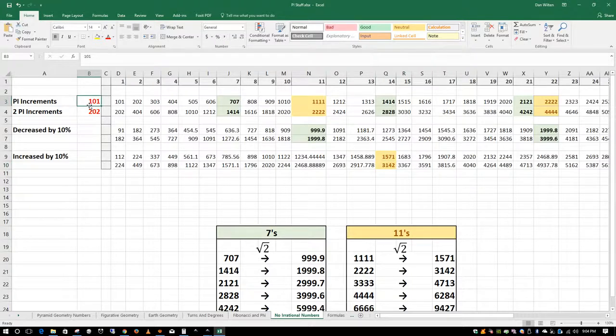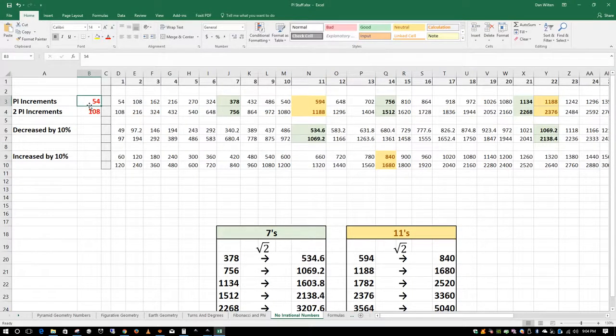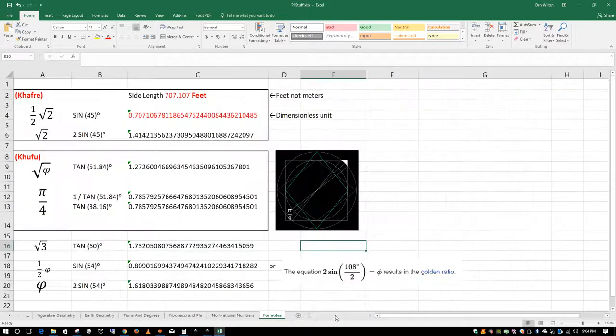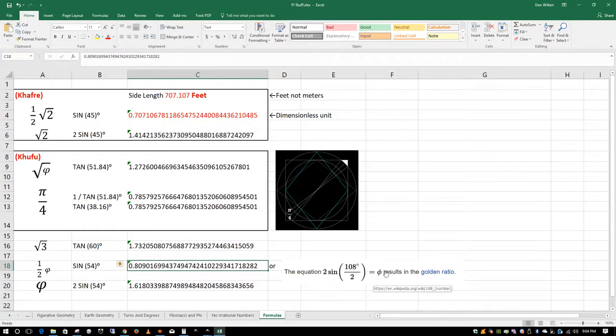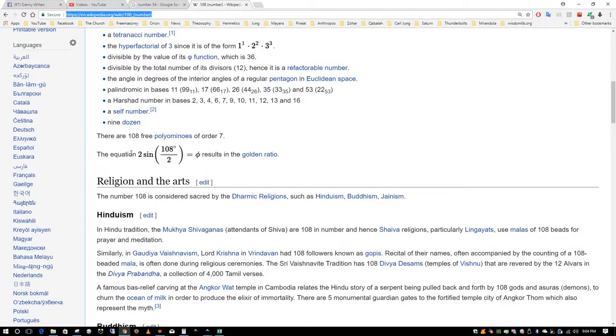But what I found really interesting, which has something to do with pyramid code, is when we get to our formulas, because it turns out that 54 is something very special. If you take the sine of 54 degrees, you get half of the golden ratio. And right here, this was taken from Wikipedia. It says the equation of 2 sine of 108 degrees over 2 results in the golden ratio.